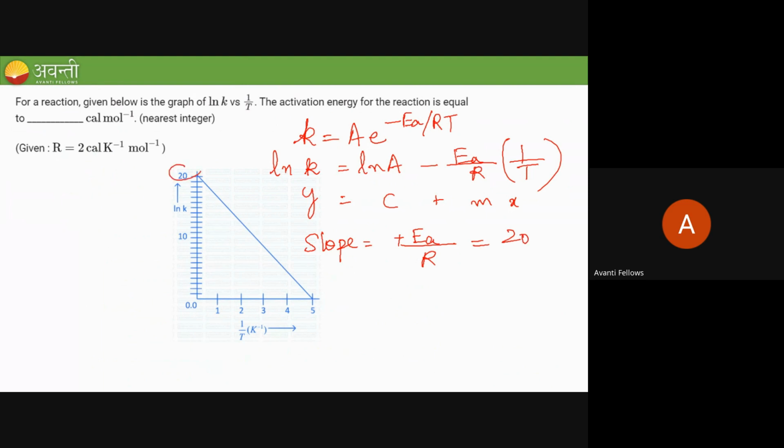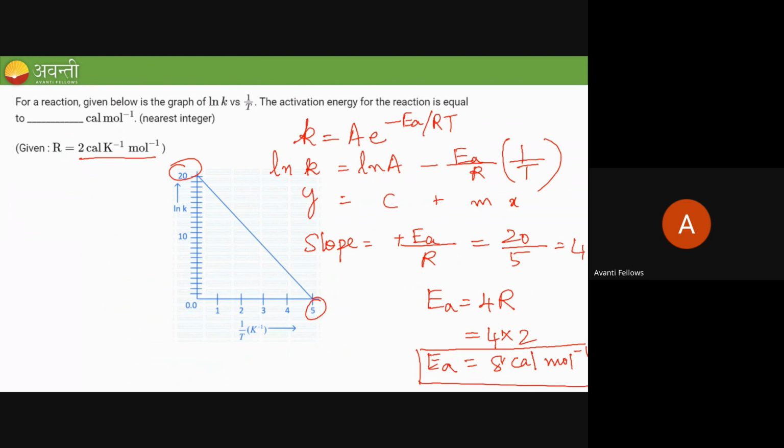Here it is 20 and here it is 5, so it is 20 by 5. It will be equal to 4, and Ea is equal to 4R, which is 4 into the R value, given as 2 calorie per Kelvin per mole. So 4 into 2 will be equal to 8 calorie per mole. So the activation energy for this reaction is 8 calorie per mole.